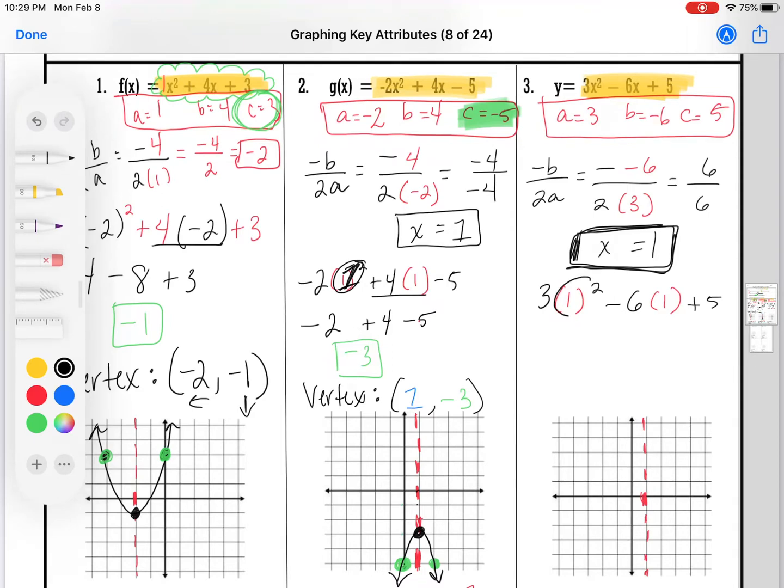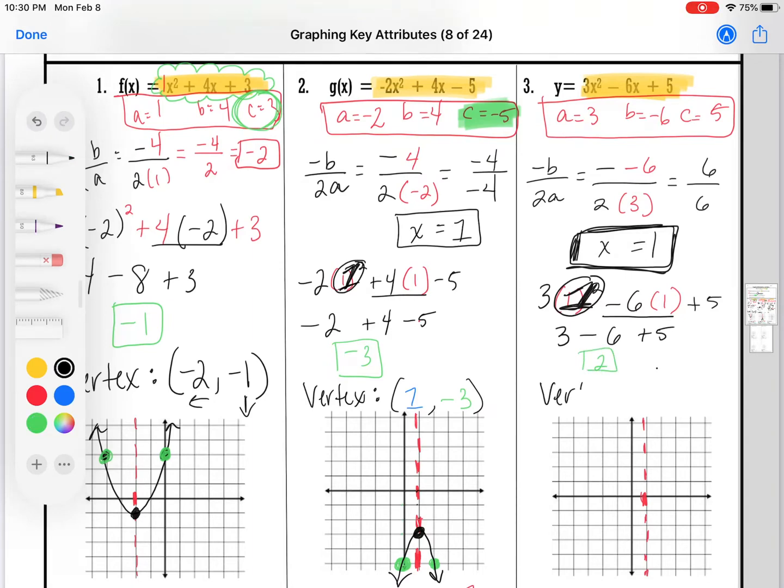So to solve, we start with PEMDAS. So we have to do exponents before we can multiply. 1 squared is the same as 1 times 1, which is just the number 1. 3 times 1 is the number 3. Negative 6 times 1 is negative 6. And then there's a plus 5 in the back. 3 minus 6 is the number negative 3. Negative 3 plus 5 is the number 2.